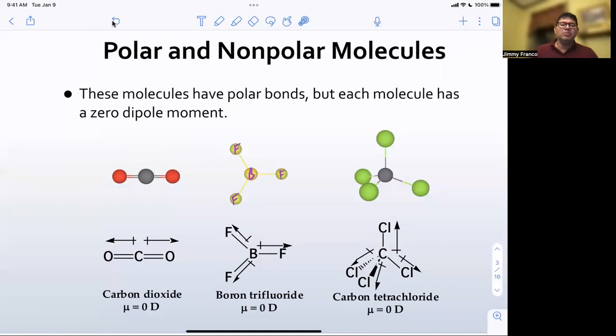This is just one thing to be careful about: if the bond is really polar, it's going to make you think the molecule is polar. But if they go in opposite directions, they tend to cancel each other out. So the ones that tend to be the most polar have one general direction they're going in.